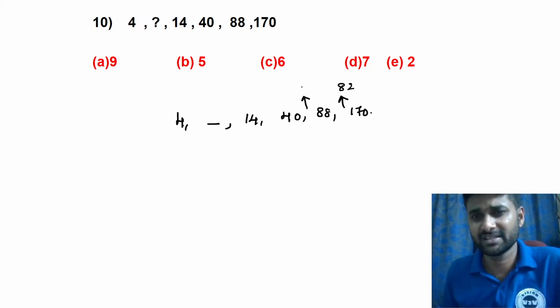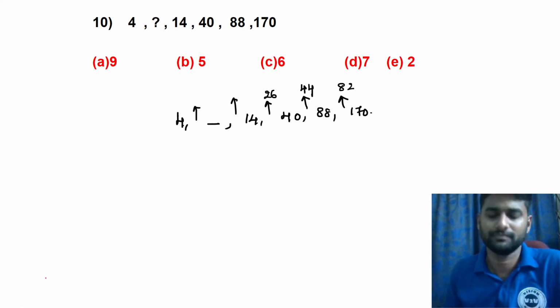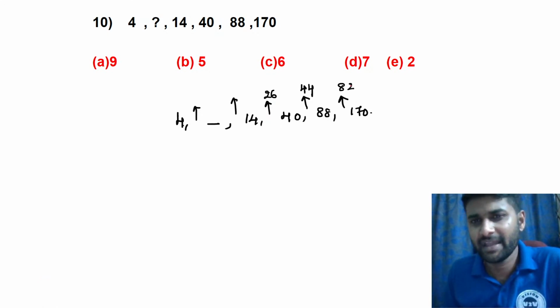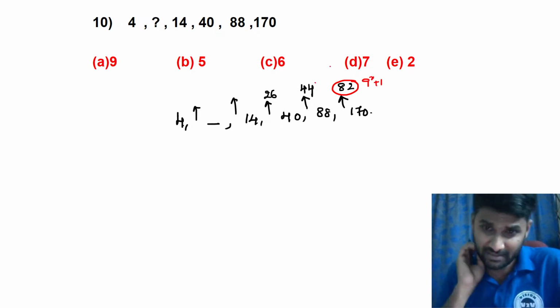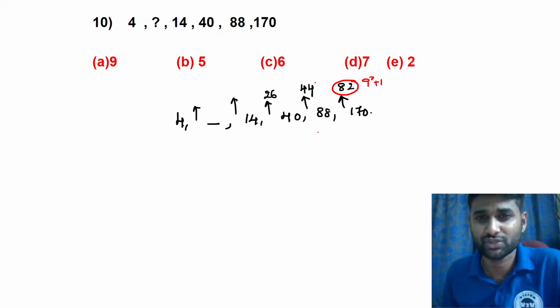So here the difference is exactly equal to 44 units. Here the difference is exactly equal to 26 units. If you observe carefully, then only you can understand how much we are going to add for 4. Then only we can decide the resultant. Now see, here 82 we can conclude that this is 9 square plus 1, the value which is equal to 9 square 81 plus 1 is equal to 82.